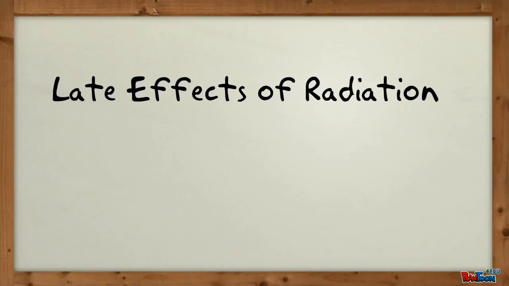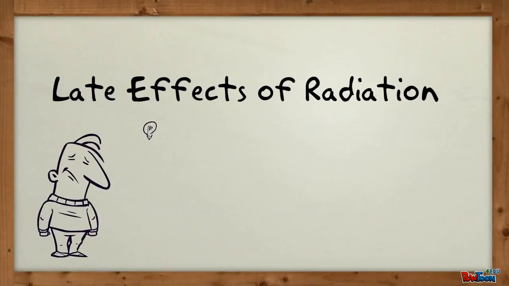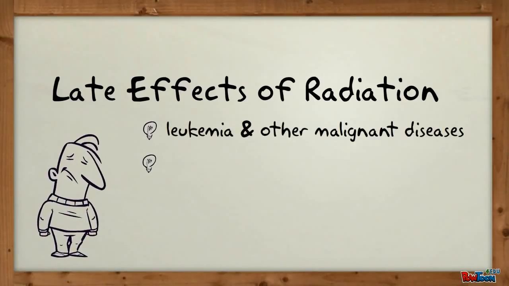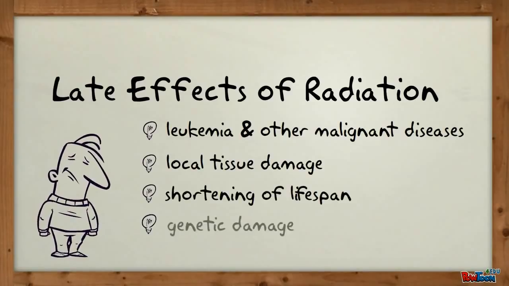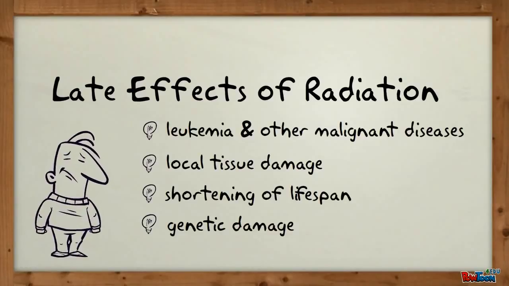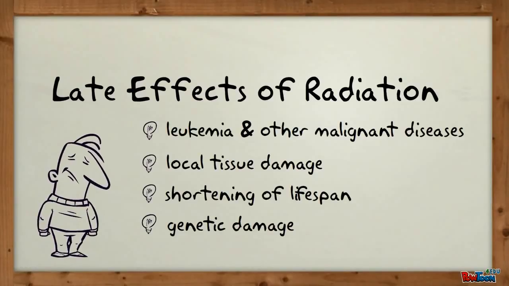Late effects of radiation happen months or years after exposure. Both early and late effects need a high dose of radiation to occur, but we should always be cautious and assume even small doses are harmful, since dose is cumulative.